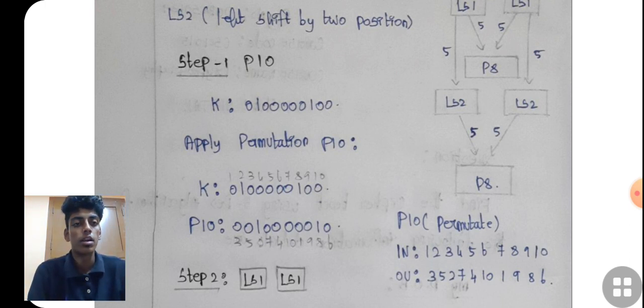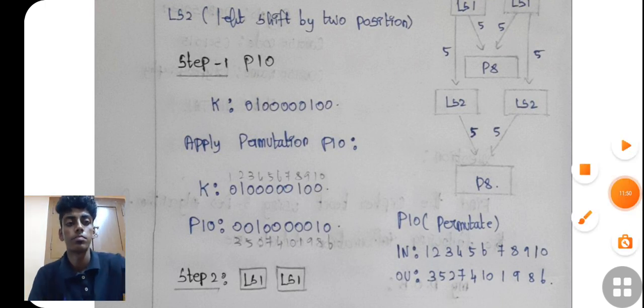Everybody should understand clearly. We can write that the third position of key is 0, the fifth position of key is 1, and the second position of key is 1. So we can write the 10 bits of output. We can write the 10 bits in the permutation only.